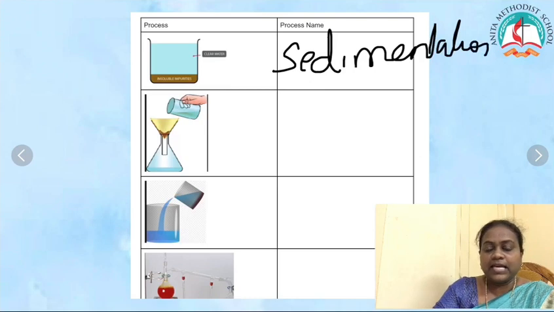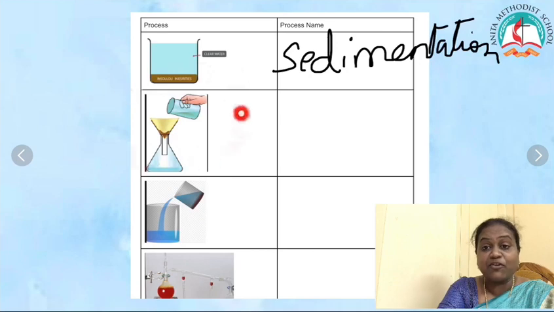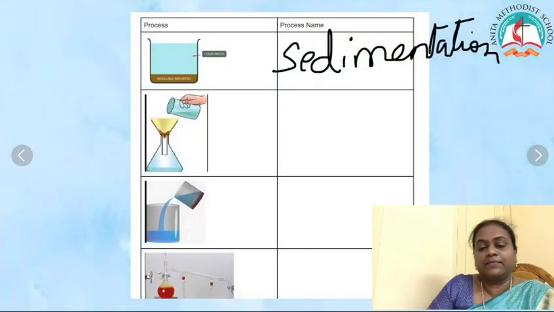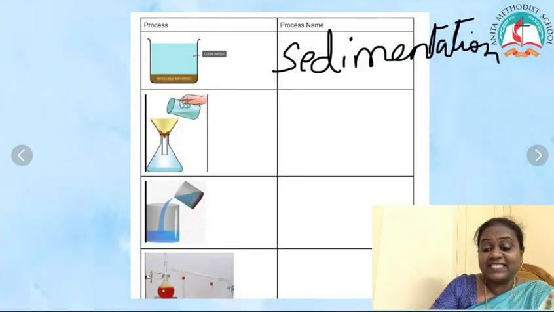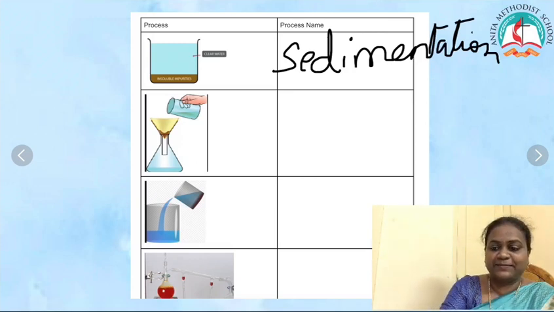Okay. The second process. Lakesh, can you see this process? What is the name of this process? The filter paper, the funnel is there, then it is filtration. Yes, you're correct. It is filtration.